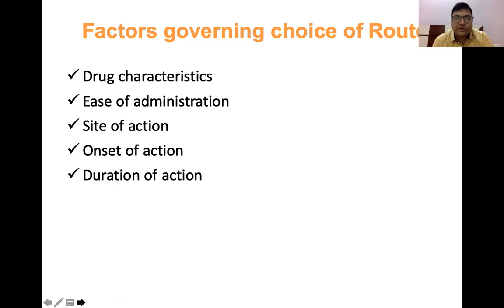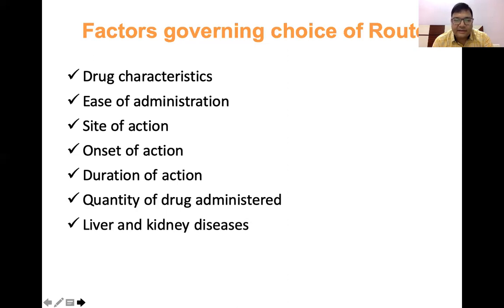The other factor is the duration of action. How much duration we require the drug to be in effect. Based on acute illness or chronic illness, we are going to change the route of drug administration. Then the quantity of drug, whether we have to give a small dose of the drug or a larger amount of the drug. Based on that also we are going to vary our route of drug administration. Then there are different diseases such as liver disease or kidney disease or comorbid conditions which also govern the route of drug administration.